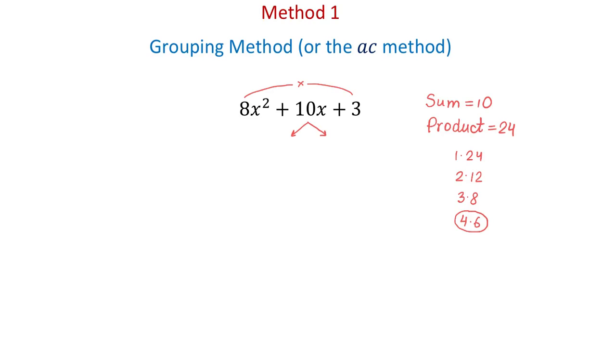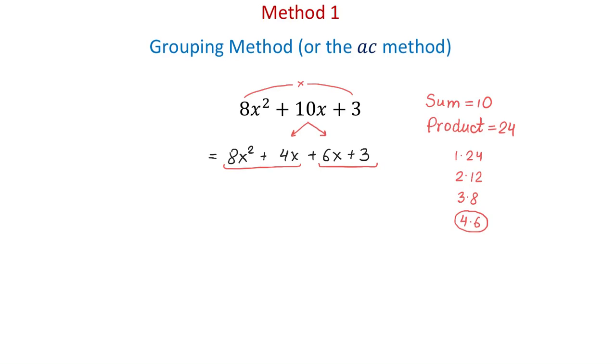So now in the next row, we will bring down 8x squared. Then, in place of 10x, we will write 4x plus 6x, and then we will bring down 3. Now, as we see, we have a polynomial that has 4 terms. Therefore, we will continue factoring by using grouping. We will take the first two terms in one group, and then the last two terms in another group.